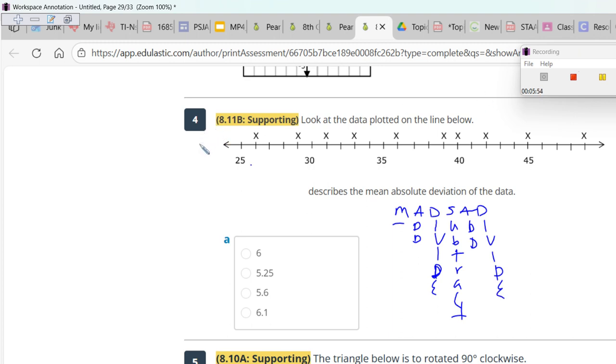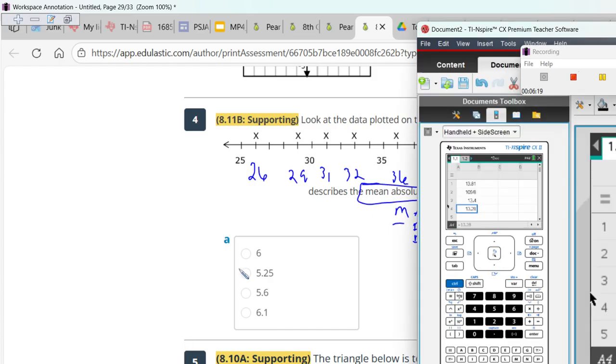So we're going to do 26, 29, 31, 33, 36, 39, 40, 42, 45, and 49. We're going to get all these numbers, add them up, divide, subtract. So I'm just going to get the calculator and show you what to do.